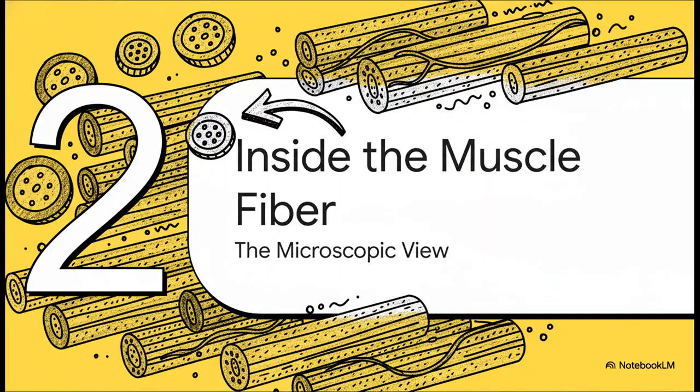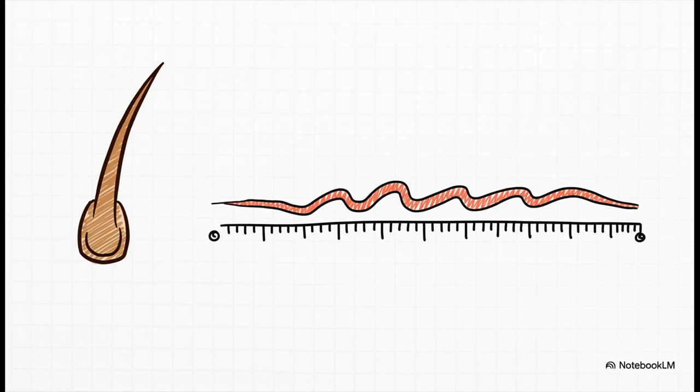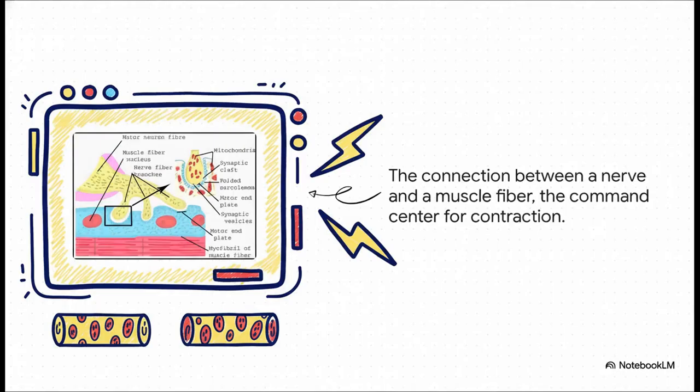Okay, now we're going to zoom in even further. Forget the bundles, forget the connective tissue. We're going deep inside a single muscle fiber all the way down to the microscopic level. And the scale we're talking about here is just wild. Each muscle fiber is actually a single, super long thread-like cell. We're talking thinner than a human hair, but it could be centimeters long. It's kind of amazing.